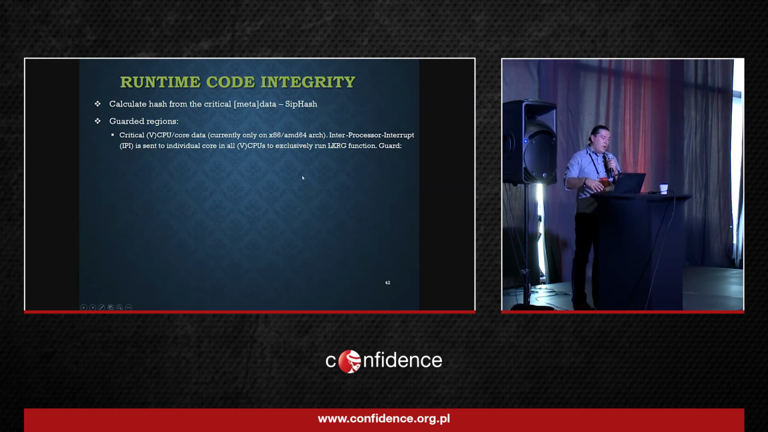For example, any metadata of any core on a virtual CPU or any virtual core needs to be independently tracked down. And currently we support the x86 AMD64 architecture, but it's a very modular project, so it's easy to add, for example, support for ARM, which maybe we'll add at some point. And LKRG sends something which is called an inter-processor interrupt, now known as IPI, to each individual core in each individual CPU, which forces it to run an exclusive routine, which is an LKRG function.